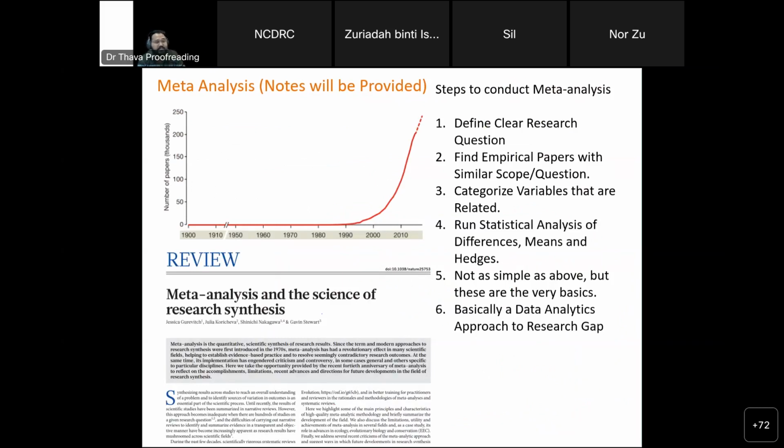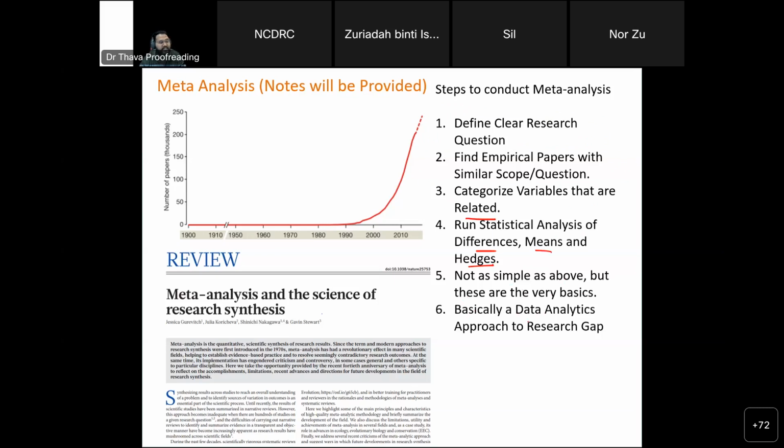The next one: citation done, content done, we go to meta-analysis. Meta-analysis is more statistical analysis. Some of you might be interested in it. It is not easy, it is quite complex, but very effective. First, you must define a very clear research question. Find empirical papers with similar scope and questions. This one you need empirical papers. Categorize variables that are related. Run statistical analysis of differences, means, and Hedges' g. It's not as simple as above, I have to be honest with you, but these are the very basics.